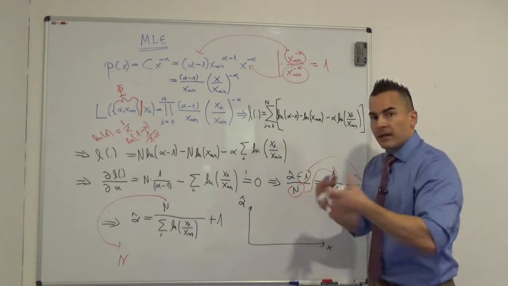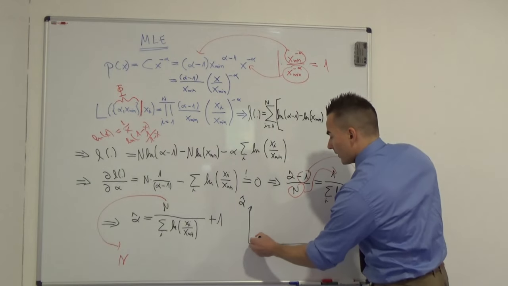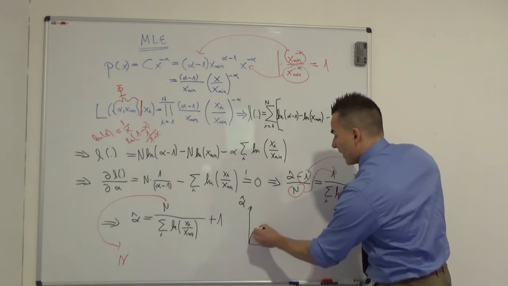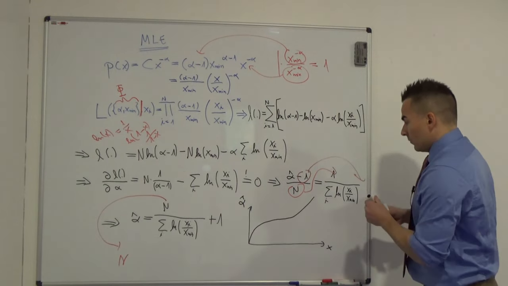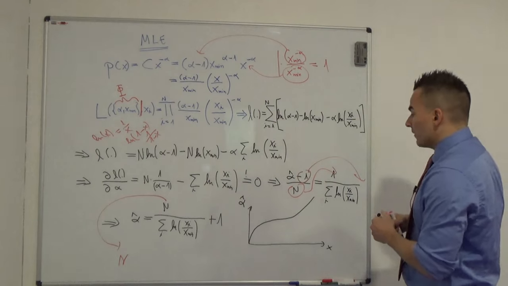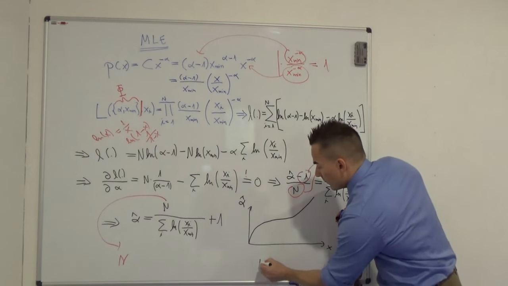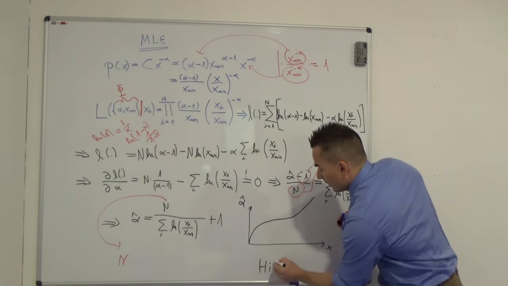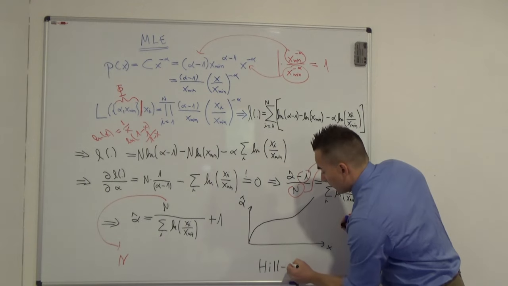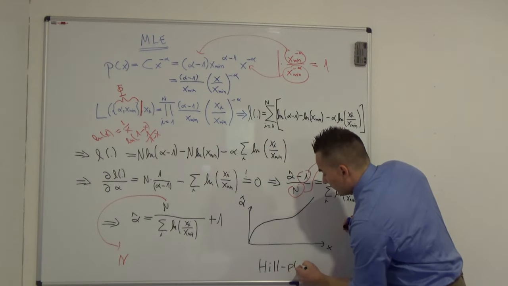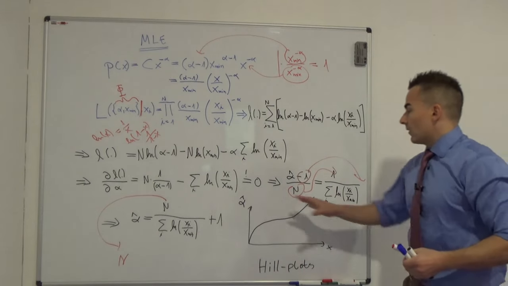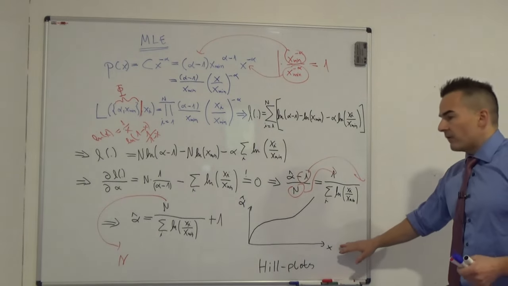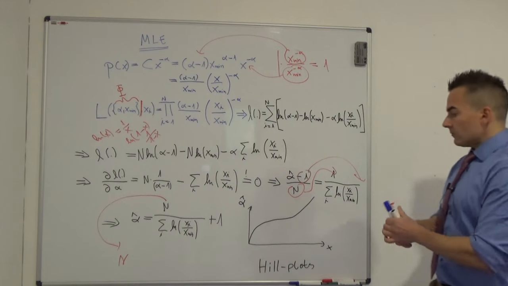And if we simulate data, what we will get is something like this kind of function here. It's often called the Hill plot. This is also important to keep in mind, the Hill plot. It basically plots the alpha values that we get from our x values in our sample.